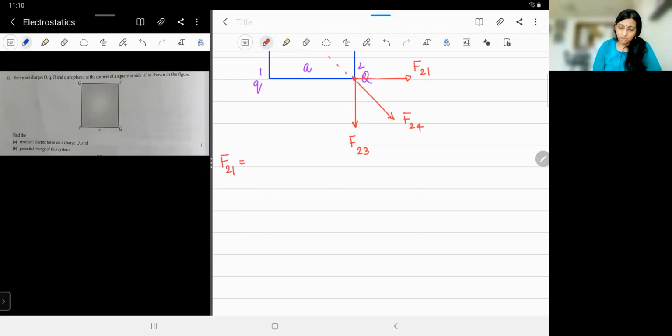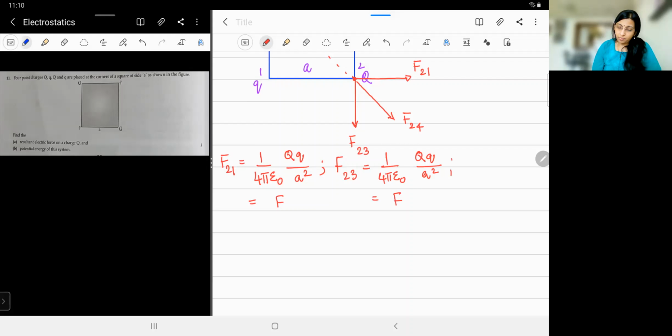Now let us write the magnitudes of these forces. F21 is equal to, applying Coulomb's law, 1 by 4 pi epsilon naught QQ divided by the square of the distance between them. F23 is equal to 1 by 4 pi epsilon naught QQ divided by A square, the same magnitude. So I'm just putting this as F, and this also as F.